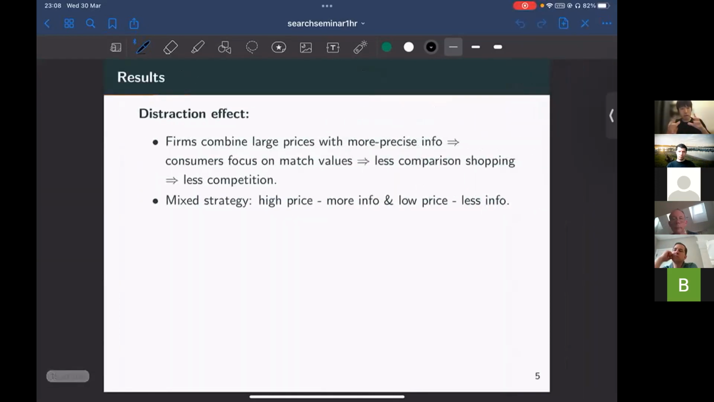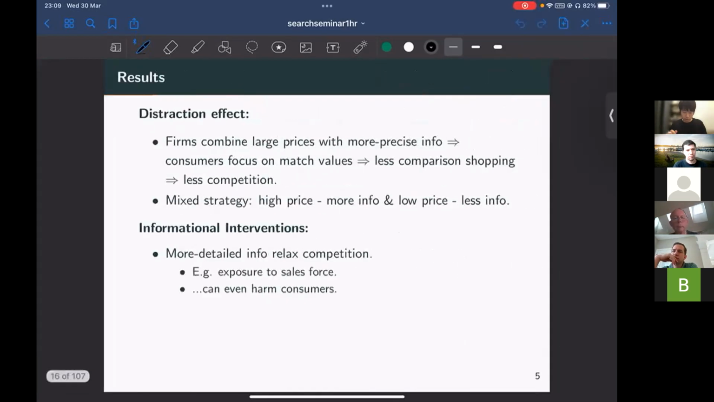That would, in turn, weaken competition. In particular, in equilibrium, there would be a mixed strategy equilibrium where we have price variations that are correlated with design variations. So we will have firms that choose a high price but also give more information or pick a more niche design, and firms that choose a low price that give less information or choose a more mass market design. Right. So that's the main theoretical contribution of this paper.